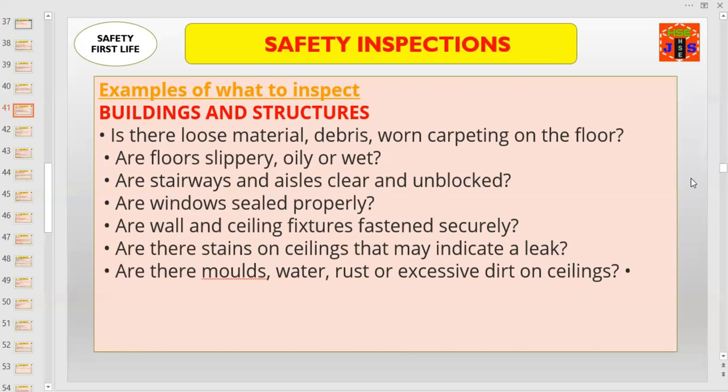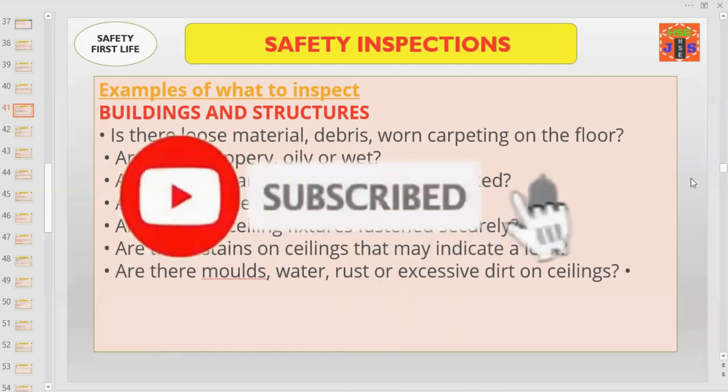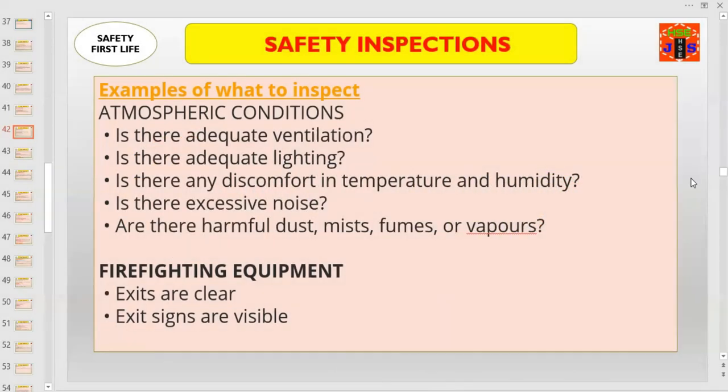Once you are inspecting buildings and structures, you have to keep all these points in your mind. In the building and structure, you have to consider the atmospheric conditions. But what to inspect, what to look for? Is there adequate ventilation? Is there adequate lighting? Is there any discomfort in temperature and humidity? Is there excessive noise? Are there harmful dust, mist, fumes, or vapors? All these points must be considered.